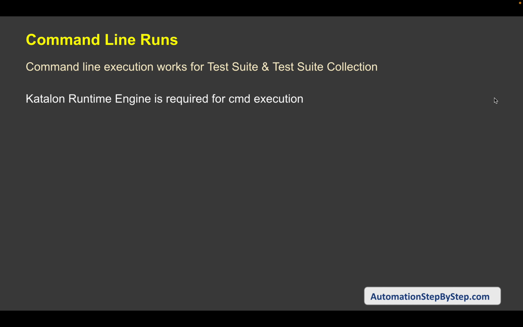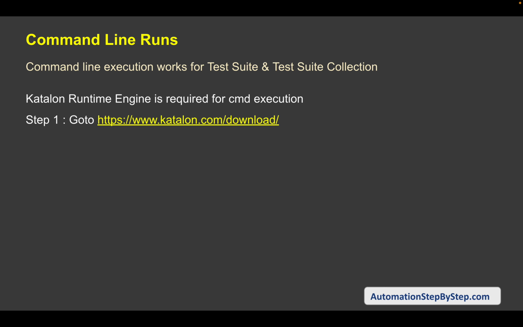The other thing is we have to download Katalon Runtime Engine for command line execution. Okay, so it is a separate tool that we will have to download along with our Katalon Studio. In Katalon Studio, we create our tests and we can also run them using Katalon Studio. But if we have to run using the command line, then we need Katalon Runtime Engine. Okay, so let's see how to do this.